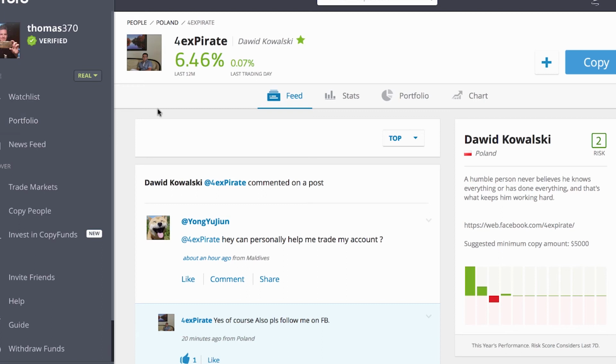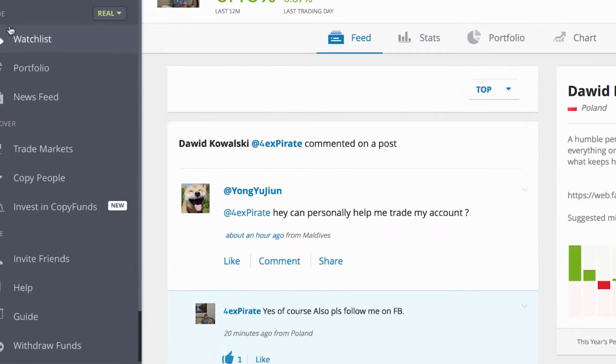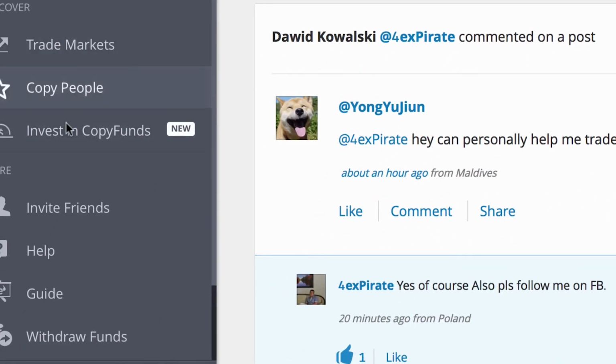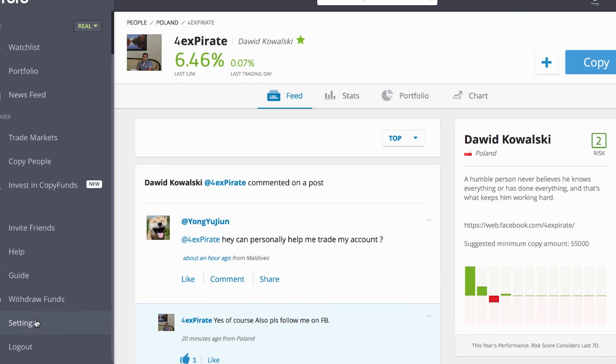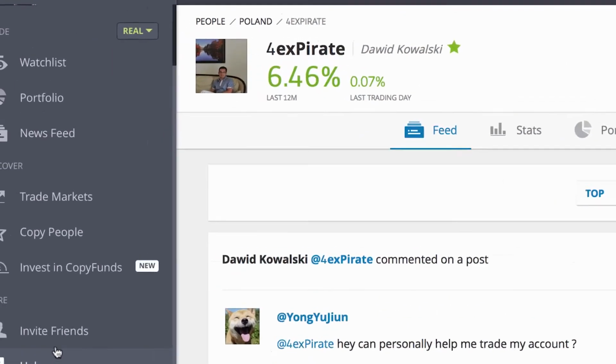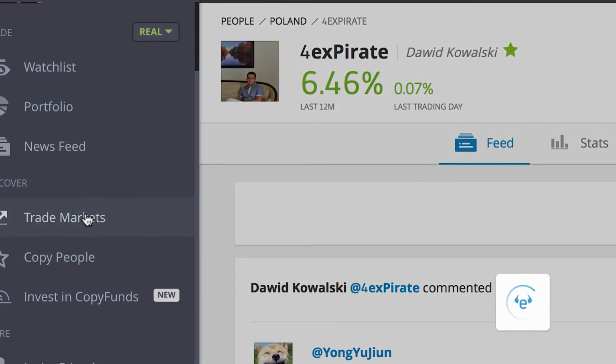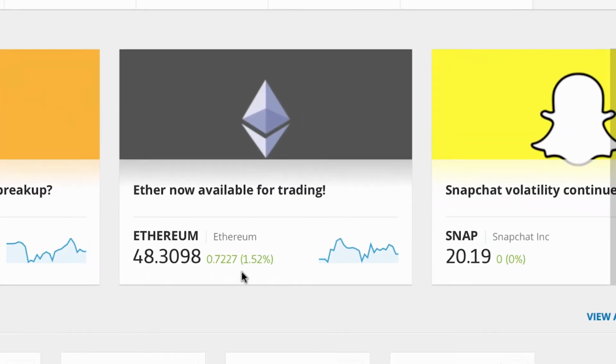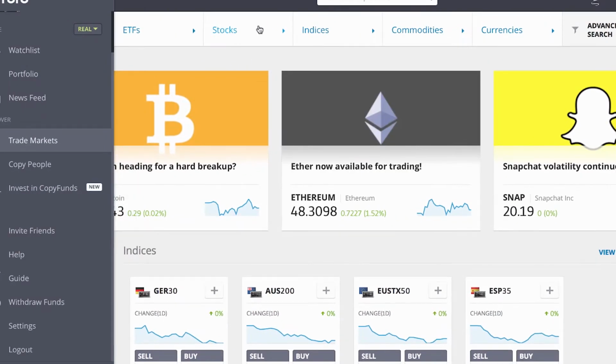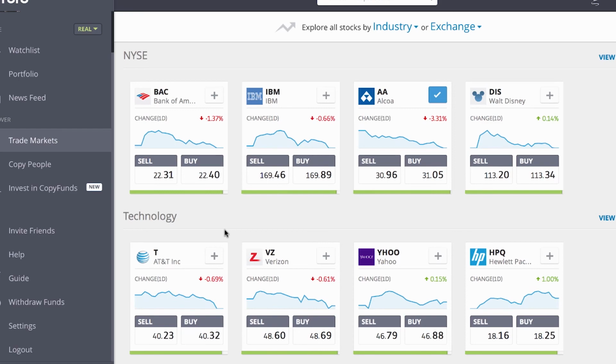People are familiar with social networking, with Facebook, so they know how it works. If you look around here, you'll see that all the buttons, we know what these buttons will do. Buttons are on the left. You can invite friends. I'm going to go back. Withdraw funds, there's guides, help. You can trade the markets, you can have a look at the markets. You see what I mean? You can check from different stocks, different stock exchanges.